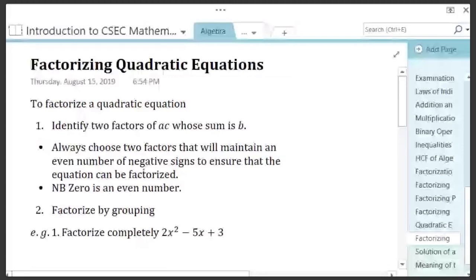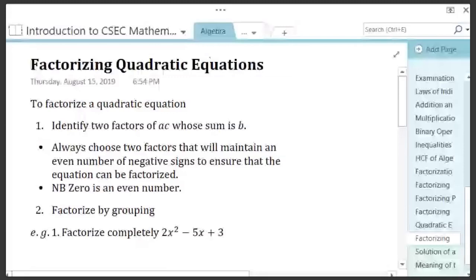All right, so to factorize a quadratic equation, you identify two factors of AC whose sum is B. This is what you need to remember. Factors of AC whose sum is B. So you'll multiply A by C, and look for factors of that product and see which ones you will use to come up with B. Now this is a key. This is the key here.